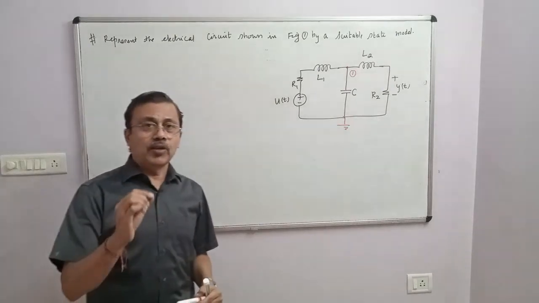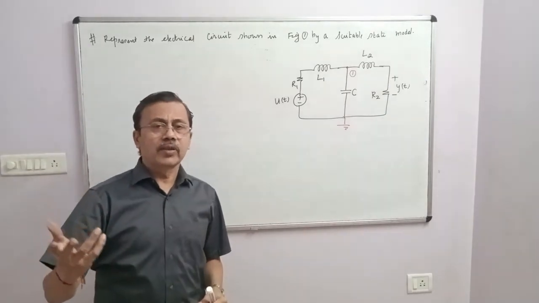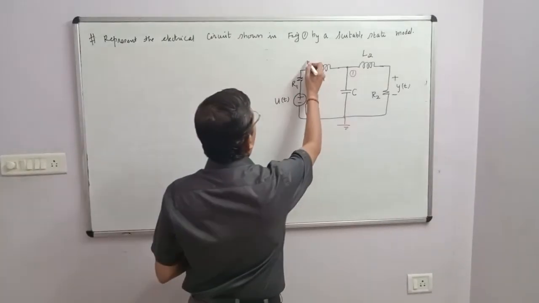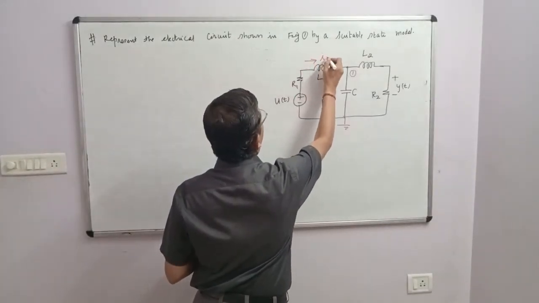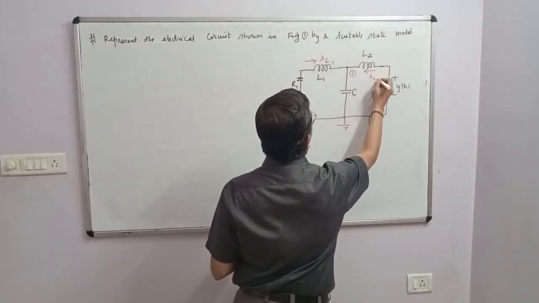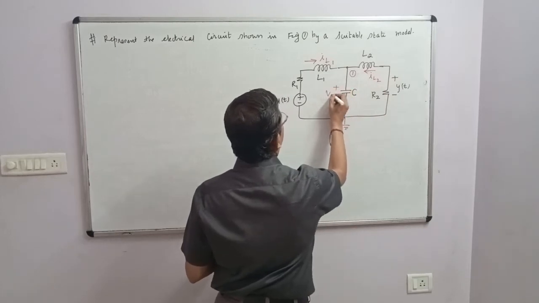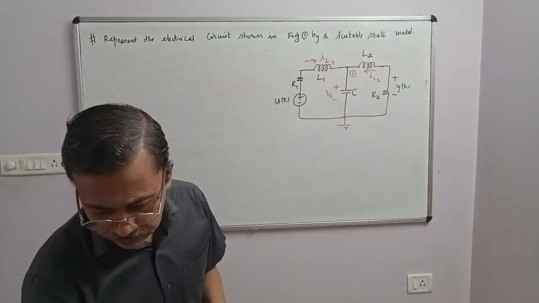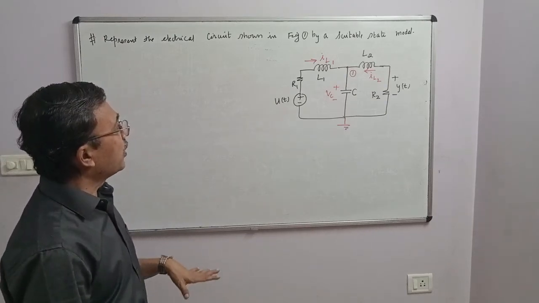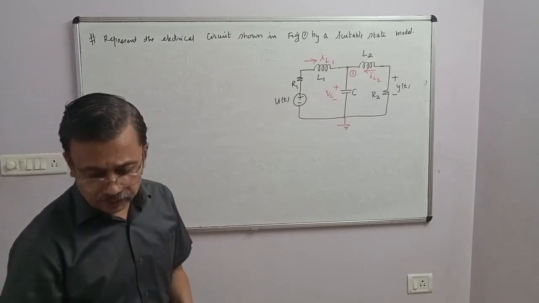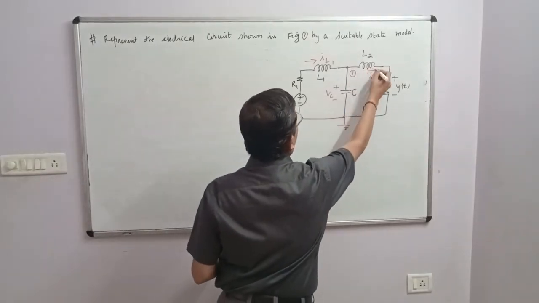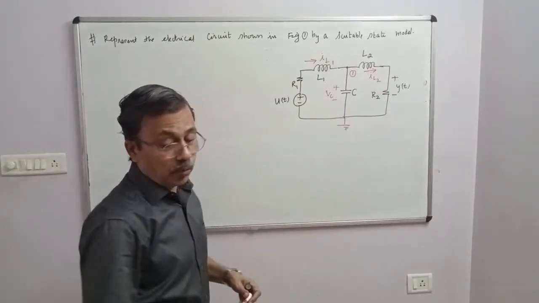Normally, we take currents through the inductors as state variables and voltages across the capacitors as state variables. The current through L1 is taken as IL1. Current through L2 is taken as IL2. Voltage across the capacitor is taken as VC. The direction of IL1 and IL2 is completely arbitrary. You can take any direction of your choice. Even you can reverse this arrow direction if you want. Nothing is wrong. Arrow direction is your prerogative.